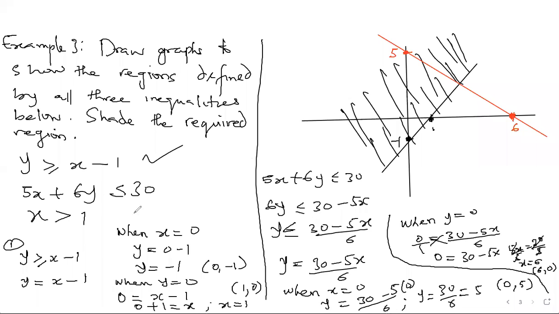So how do I shade? I go to the region that has the equality sign. Basically, I look at the inequality. I have less than. That means I'm going to shade below the line. So I'm shading below the line because it's less than. Okay. So I shade that.